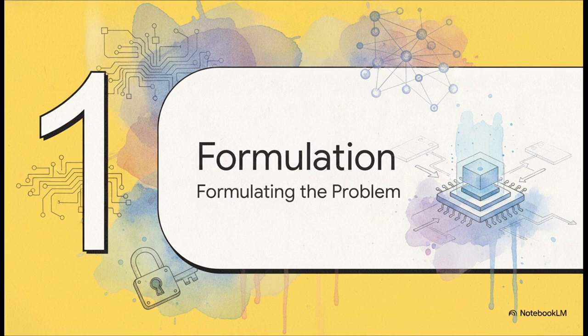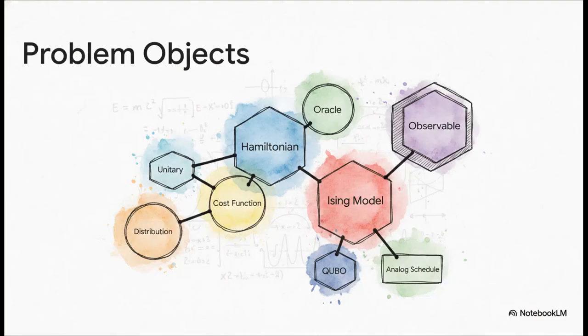This is that critical first translation step where your real-world task, whether that's cryptography, optimization, machine learning, gets translated into a format the hardware can actually digest. Here's the reality. A quantum device absolutely doesn't care about your business logic. It only understands highly specific mathematical objects. We're talking about a Hamiltonian, an oracle, a cost function, an observable, a unitary, a probability distribution, an Ising model, a QUBO, or an analog control schedule.